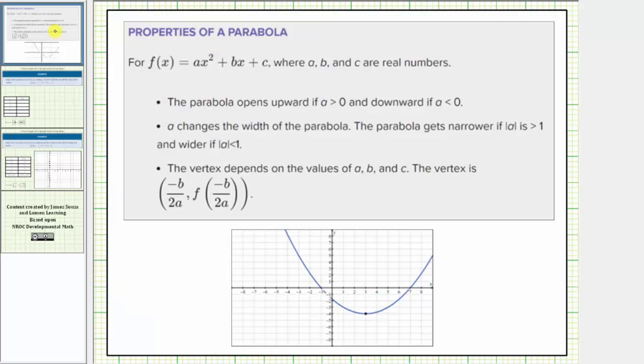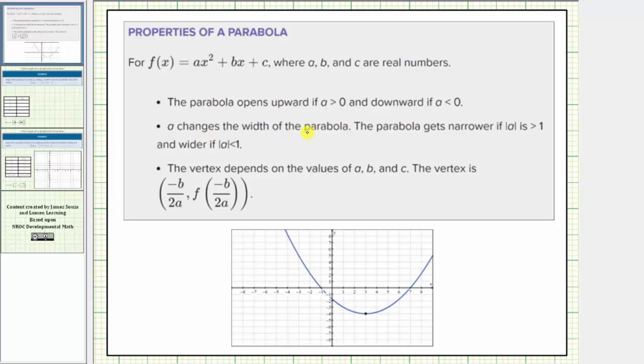Our given function is in the form f of x equals ax squared plus bx plus c, where a, b, and c are real numbers. A is the coefficient of x squared, b is the coefficient of x, and c is the constant. The parabola opens upward if a is greater than 0, and downward if a is less than 0. A also changes the width of the parabola.